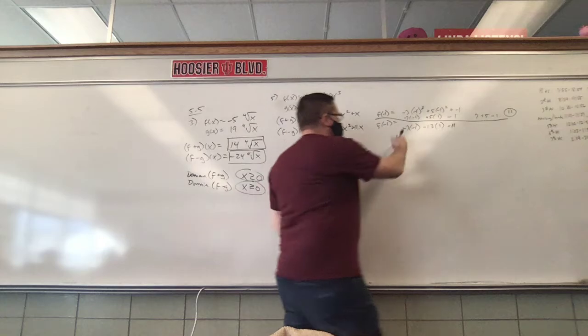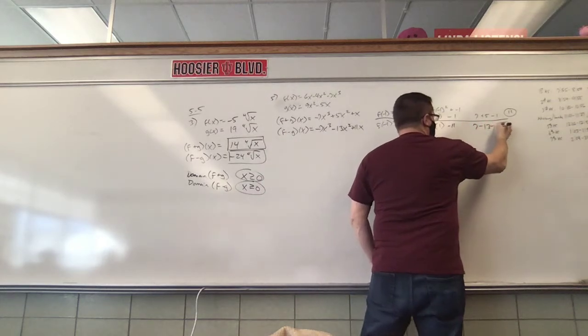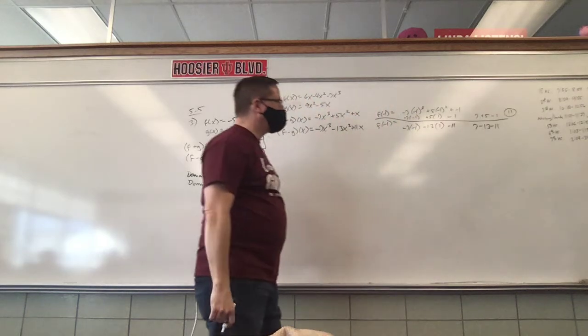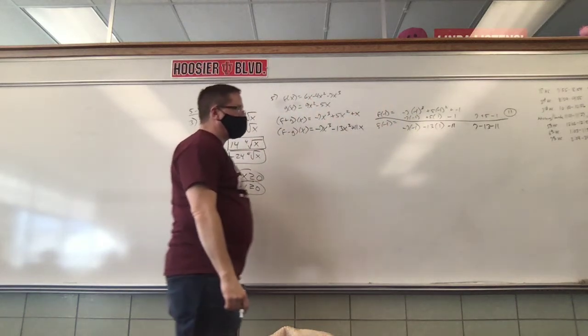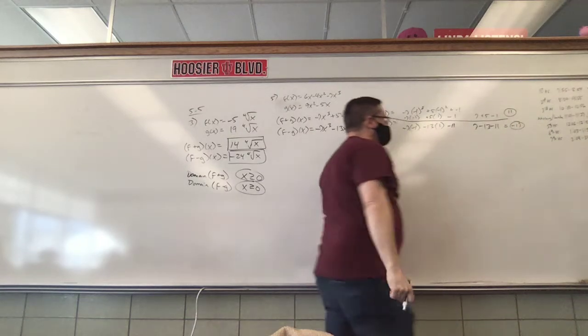Okay, then if we do that, negative 7 times negative 1 is 7. Negative 13 times 1 is negative 13. Minus 11 more. 7 minus 13 is negative 6. Minus 11 more is negative 17. So 11 and negative 17.